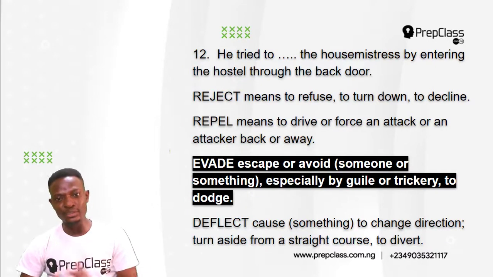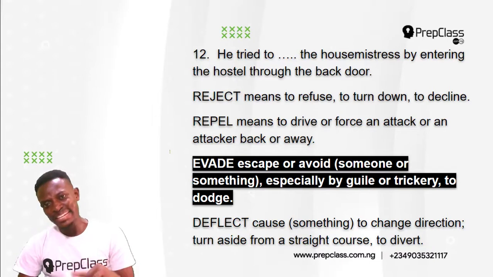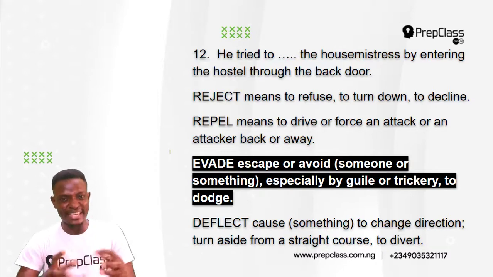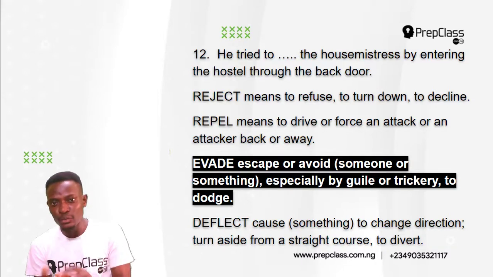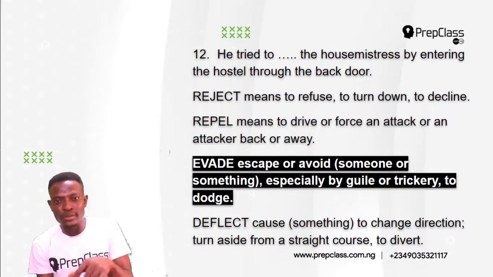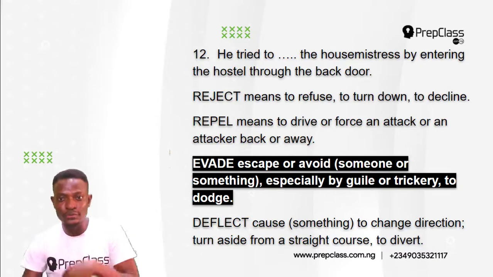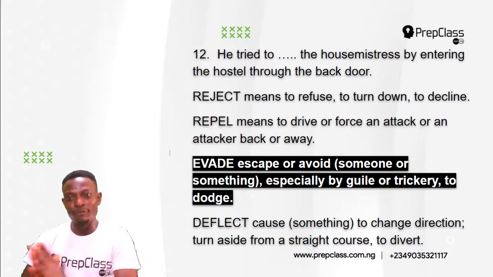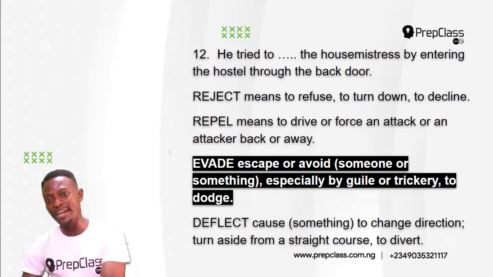Now, the answer to this question is option C, evade. He tried to evade the house mistress by entering the hostel through the back door. To evade means to escape or avoid someone or something. So he was trying to avoid the house mistress by entering the hostel through the back door, because he knows that if he goes through the front door, he's going to see the house mistress. So he's trying to evade that, trying to avoid that. So he's trying to go through the back door.